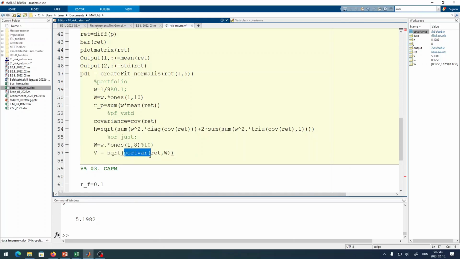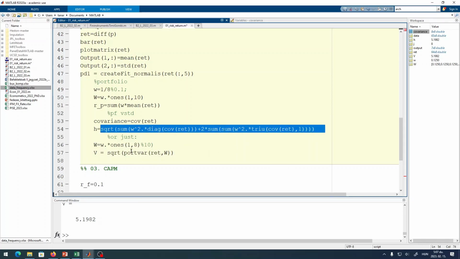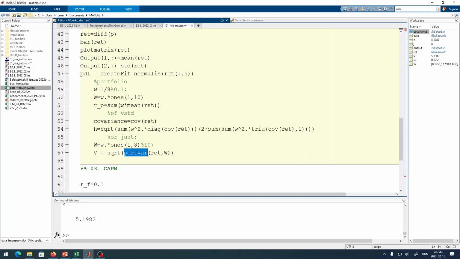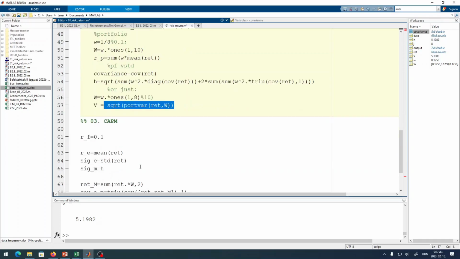What is this portvar? Yeah, okay, sorry. So we could do the same thing without all this magic, because there is a portfolio variance function in Matlab, and I tried to be fancy just after that, but forgot about this. So Matlab knows this.